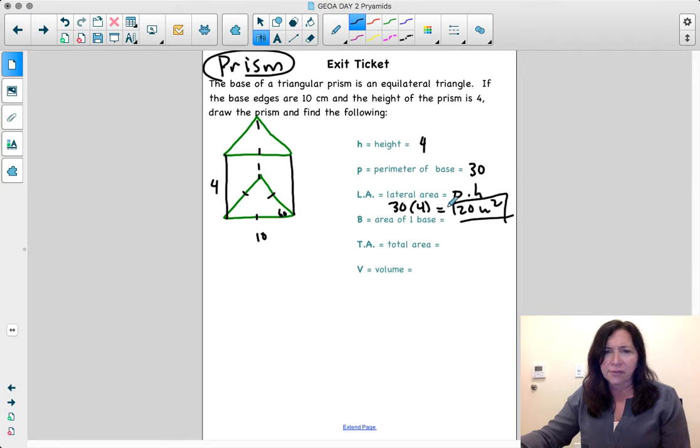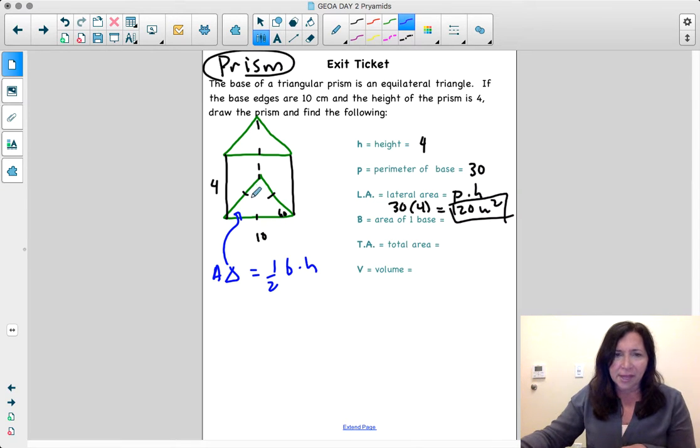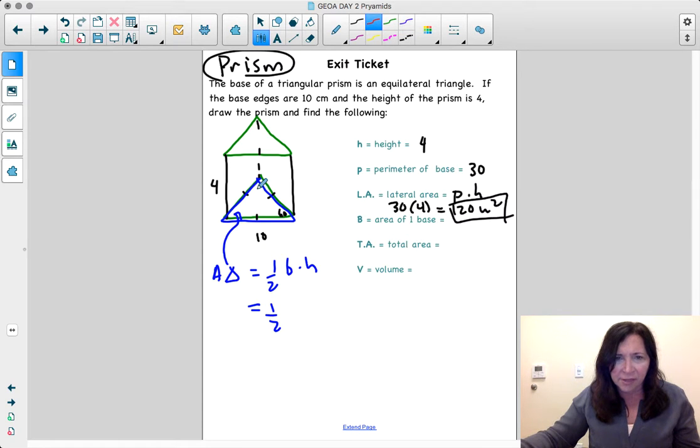Now, it wants to find my area of one base. Okay, that's the tricky part. Because the area of one base is a triangle. So the area of one of the triangles, so that's what I need to find right there, is 1/2 the base times the height. Now remember, don't get this confused. This is the base right here, right? That's the base triangle. That's what I'm trying to find. But when I say 1/2 the base, I'm not talking about like the whole thing. I'm talking about just the base of this triangle, which is 10.